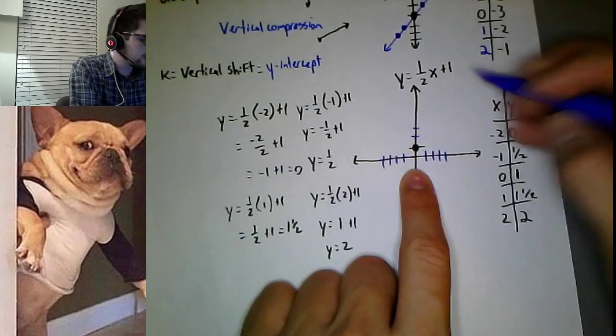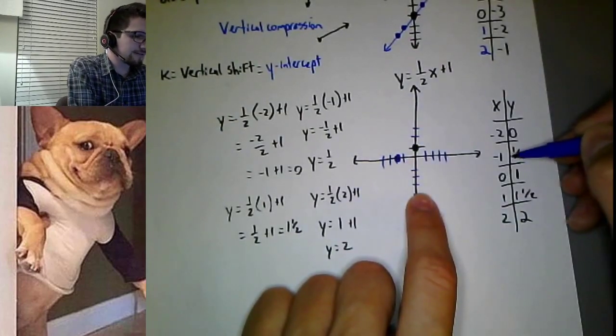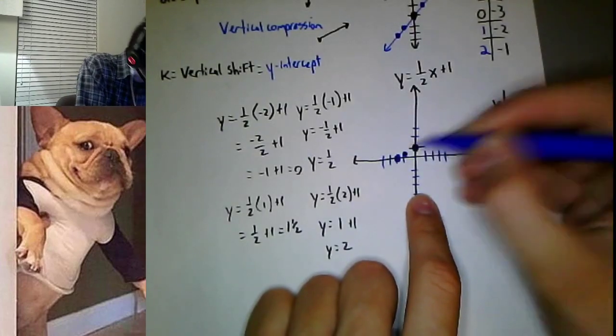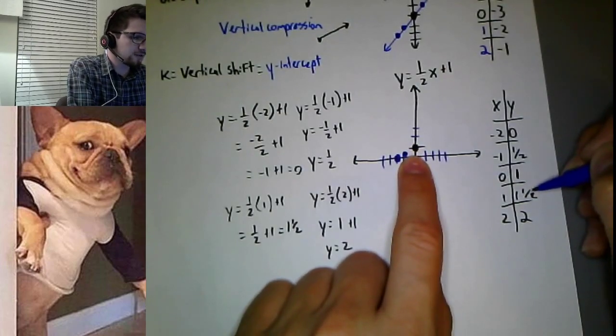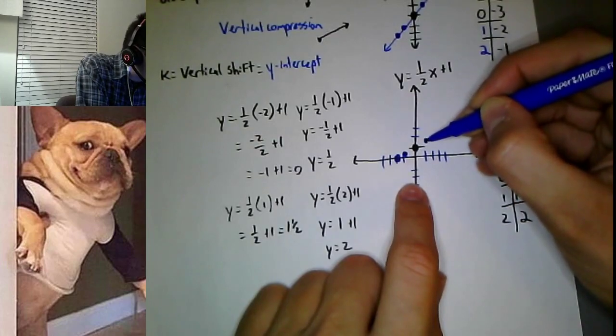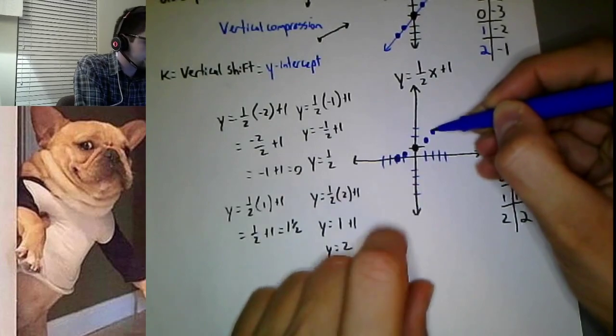First point, left 2, then I don't go anywhere. Second point, I go left 1 and then up 1 half. So left 1, up a little bit. The third point is 0, 1. I already graphed that. Fourth point is right 1, up 1 and a half. The last point is over 2, up 2.